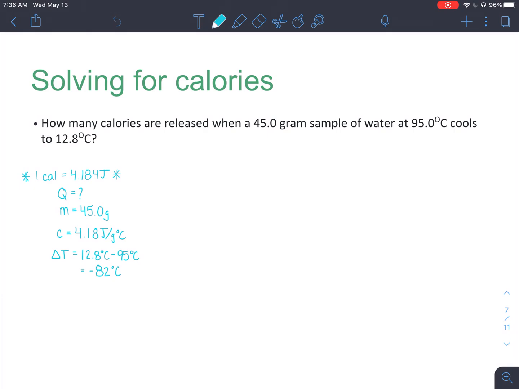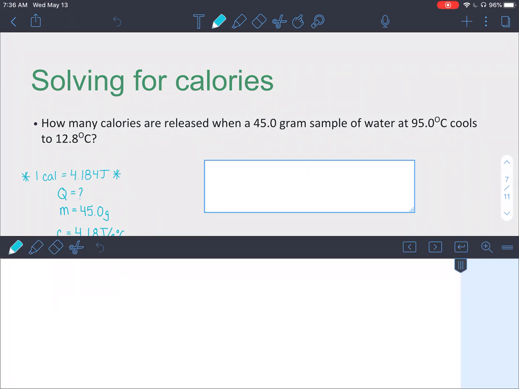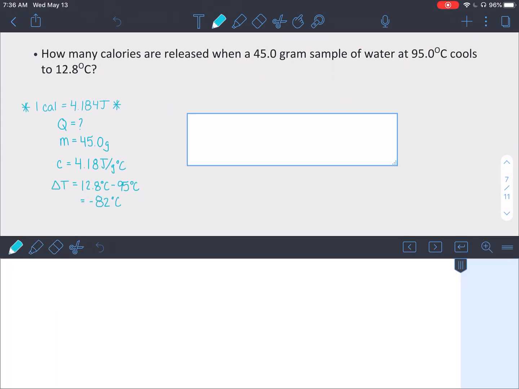All right, so solving for calories. If you're ever asked to solve for calories, what you really need to solve for first is joules. Okay, so we are solving for Q the same way that we have been. And we will set it up just like we have been.